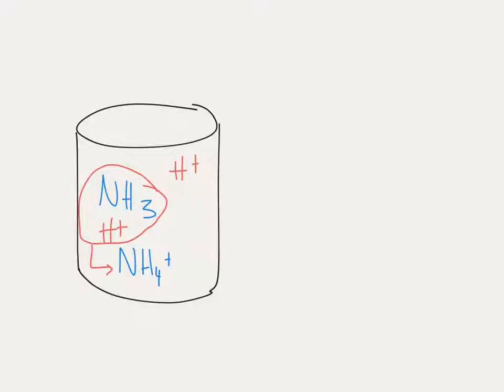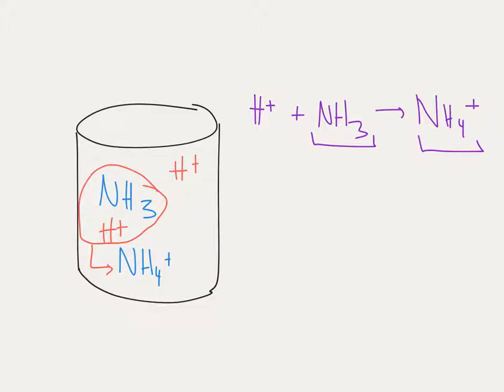So we would write our reaction for this as H+ plus NH3 makes the ammonium ion. Again, this is going to increase our concentration of our weak acid and decrease the weak base before you start equilibrium concentrations.